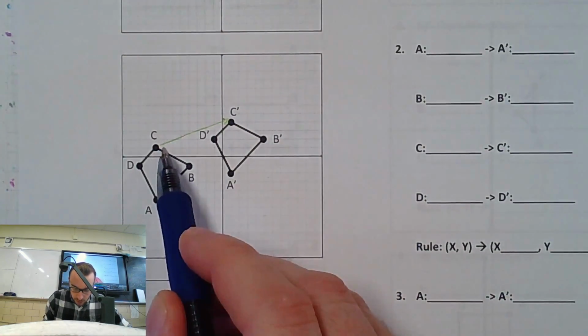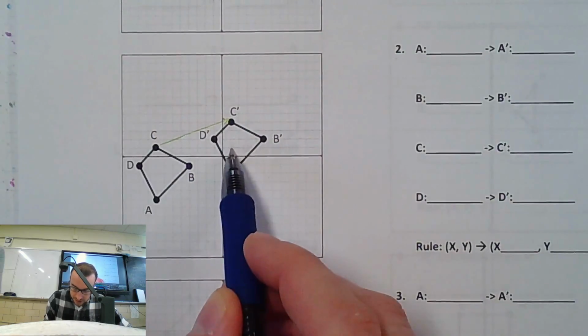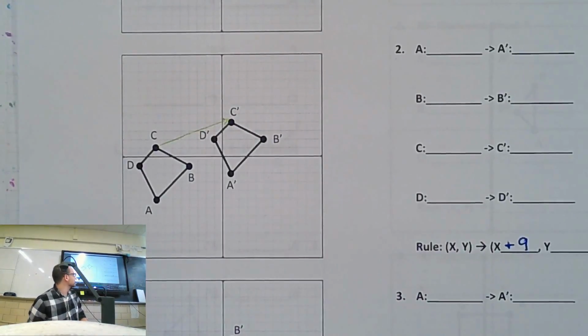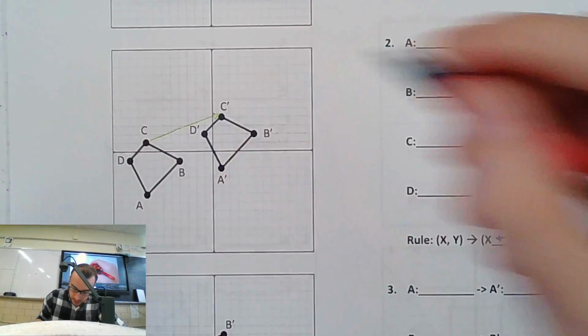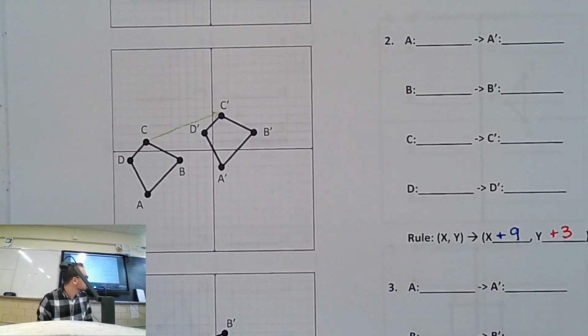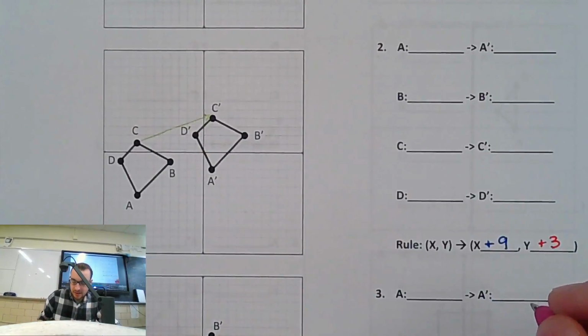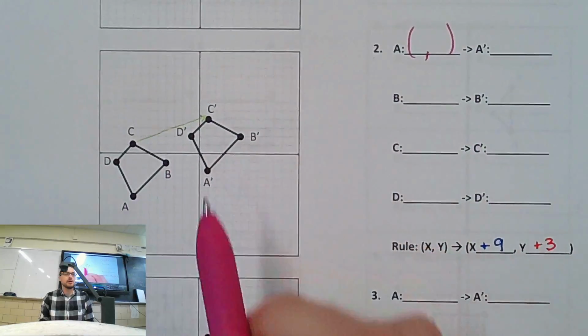So it looks like we're going 1, 2, 3, 4, 5, 6, 7, 8, 9 to the right. So that means we have a rule of plus 9 in the x direction. And then it looks like we're also heading 1, 2, 3 up, so plus 3 in the y direction. That is our rule. So if we write down our coordinates for A, B, C, D, we can find A prime, B prime, C prime, and D prime without having to count them all, which will save us some time.